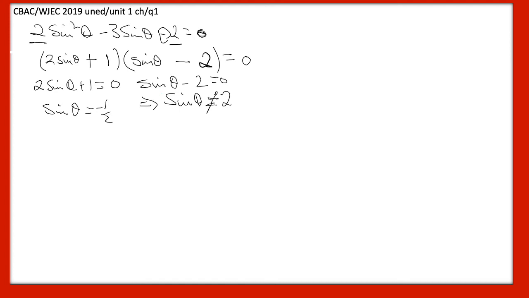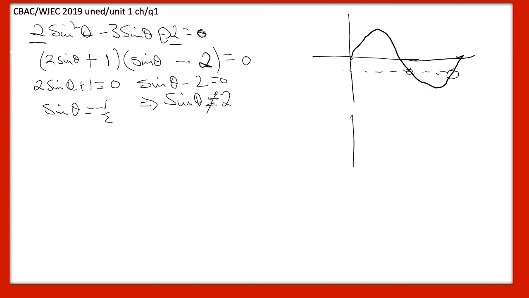Remember right back at the start I said I was looking for 2 values. Now it doesn't matter to me whether you consider the curve and a minus 1/2. So I'm going to get one value there and one value there. Or I consider a CAST diagram. And so I've got first, second, third, fourth quadrant. So first, second, third, fourth quadrant. I'm expecting answers here and here.